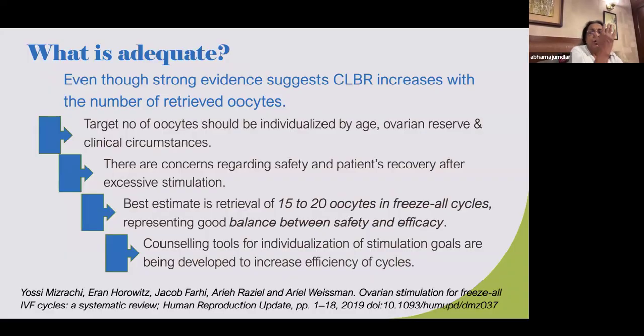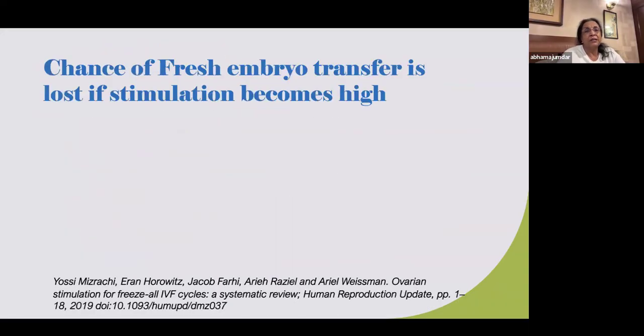And I just showed you 2 algorithms where you can show the patient that this is the dose and that is why I'm giving you this dose. If she responds a little high or low, you can counsel her that this is the dose by individualizing you into this algorithm.